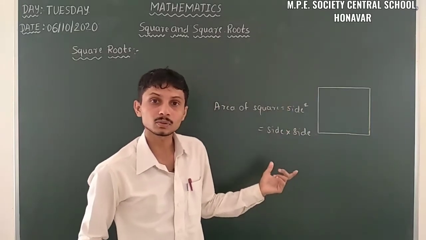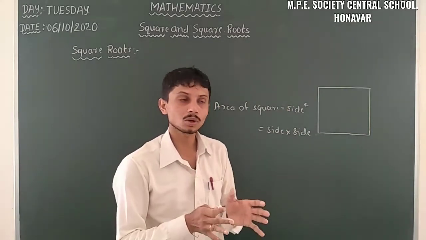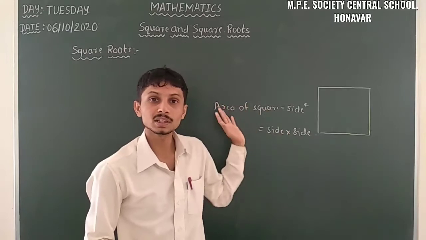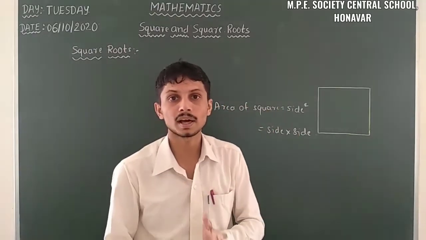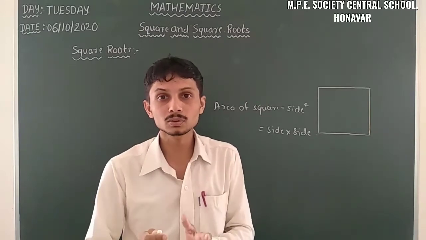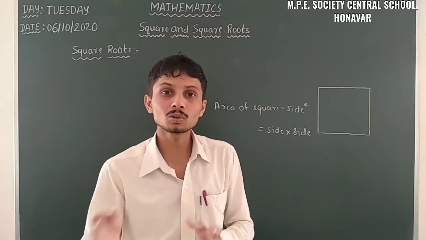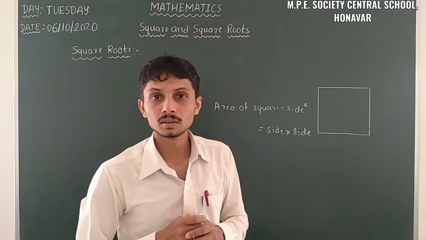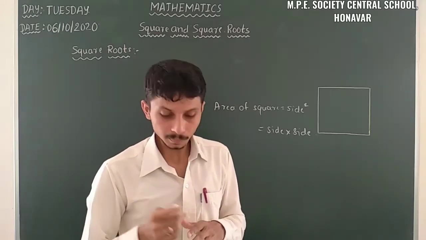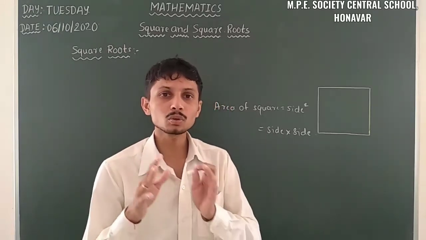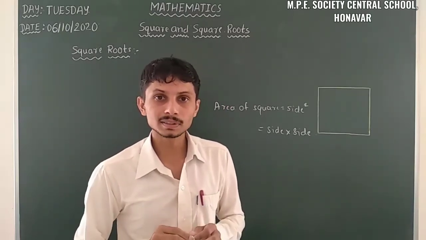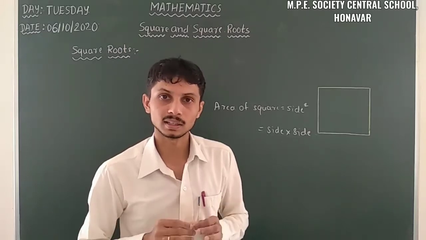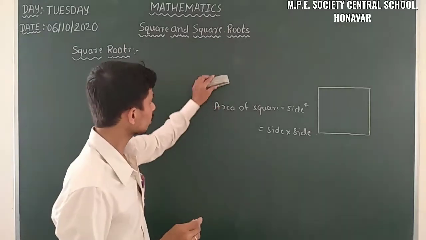The length of each side is the square root of the area of that square. That means square root of that square term, square root of that perfect square. So suppose n is equal to m square, where the value of m is the square root of n. So let us take the definition of the square root.